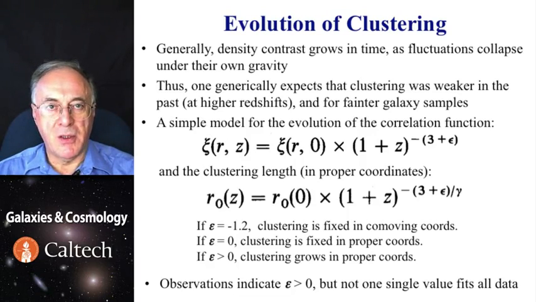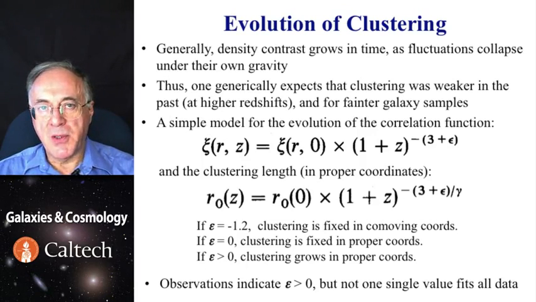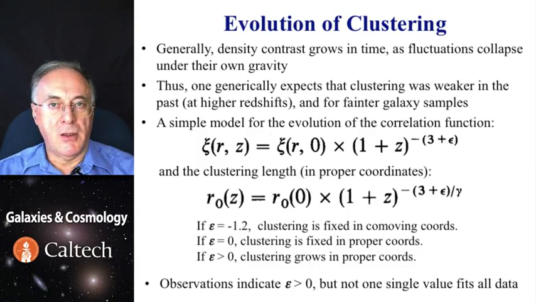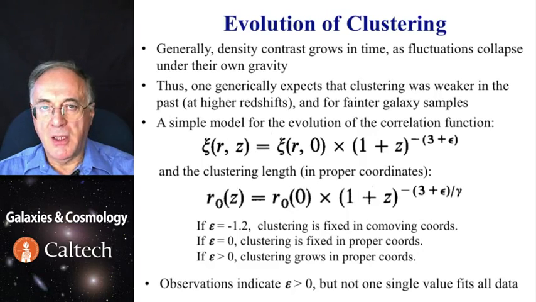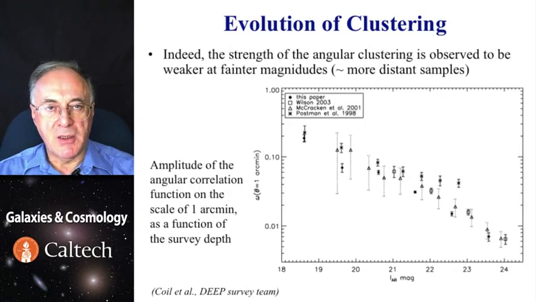If epsilon is 0, then clustering is fixed in proper coordinates. The universe expands, but the structures stay just as they are. And pushing further, if epsilon is positive, that means the clustering will grow in time in proper coordinates themselves. And the observations indicate that that's indeed the case, but not any one single value of epsilon describes this process at all different scales. So let's look at some data.